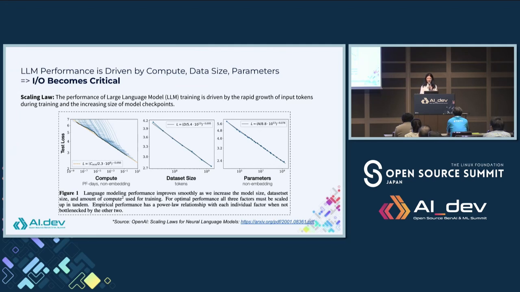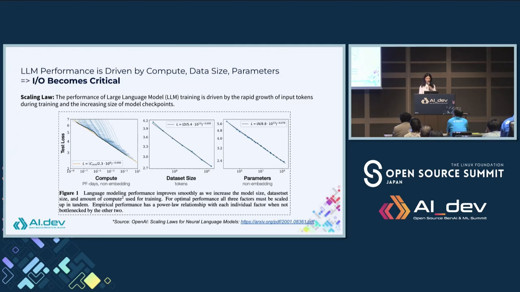There are three factors affecting the accuracy or performance of an LLM: compute, data size, and parameters. As the compute power grows, the performance of the model grows exponentially, and likewise for the dataset size, measured by tokens, followed by the number of parameters. Basically, these three factors affect the performance of the LLM. And we're talking about this in the context of model training.